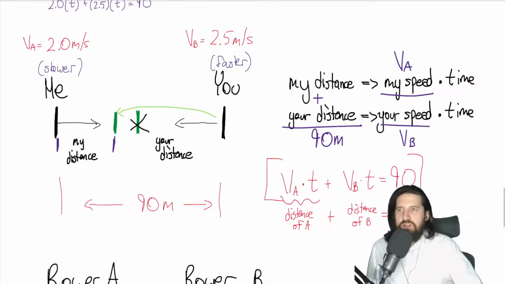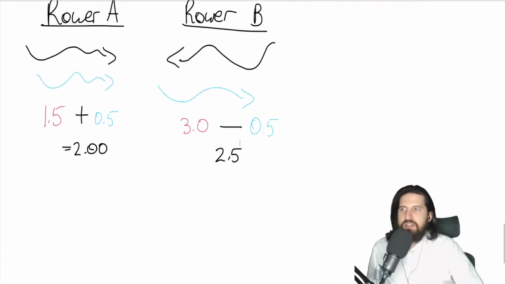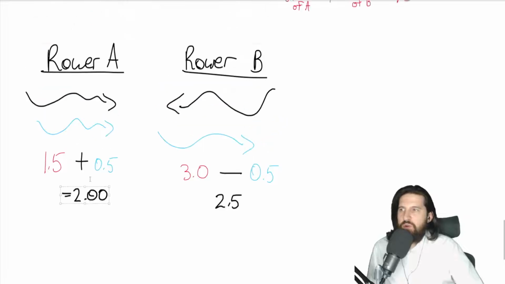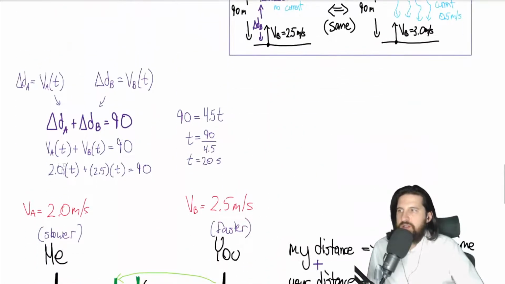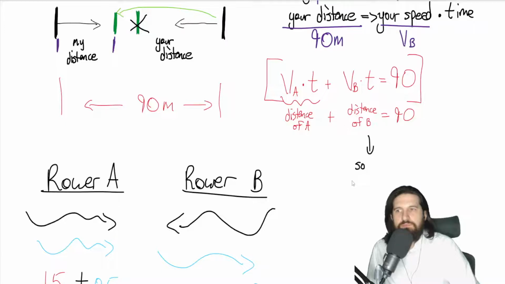So this was us saying your distance plus my distance is going to be 90. And then we took this equation. This was the equation here. And we plugged in these 2 and this 2.5. And then we solved for t. So we rearranged and we solved for t. And we got t is 20 seconds. So it's 2.5 multiplied by 20.